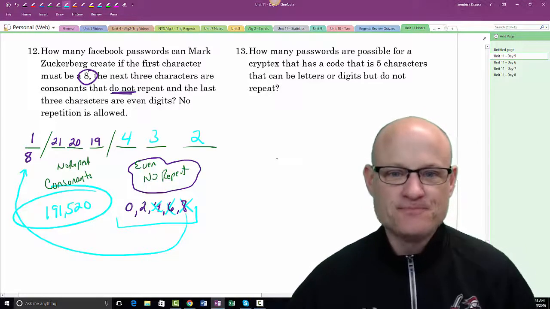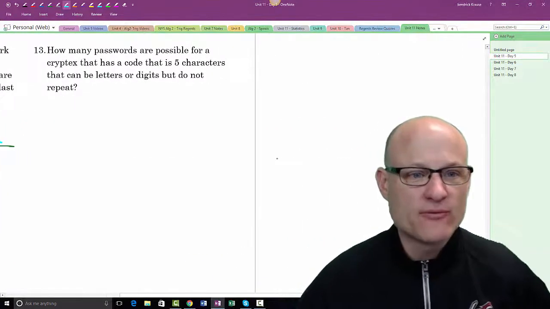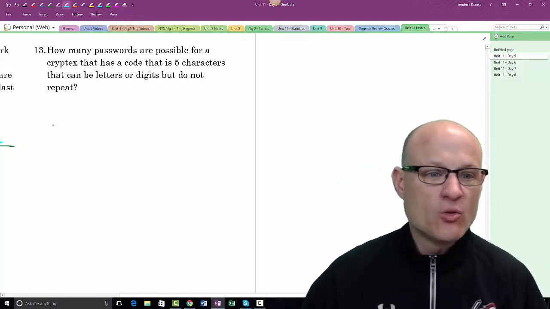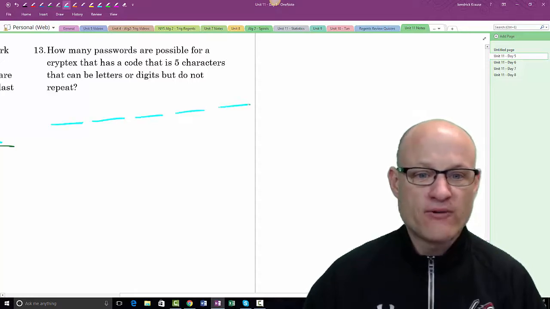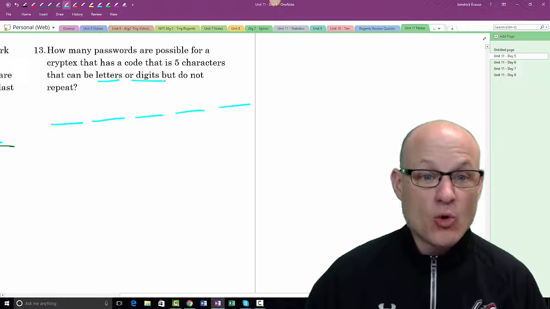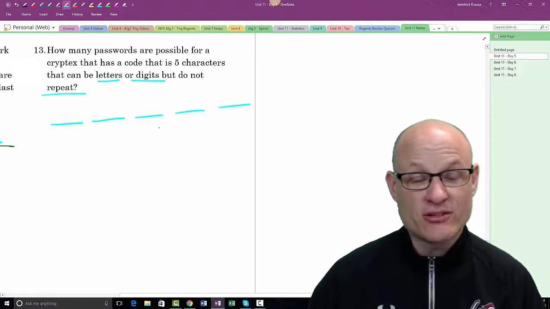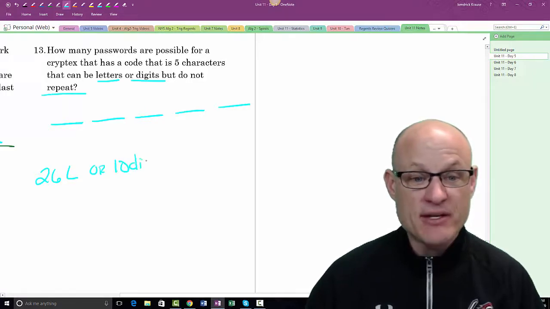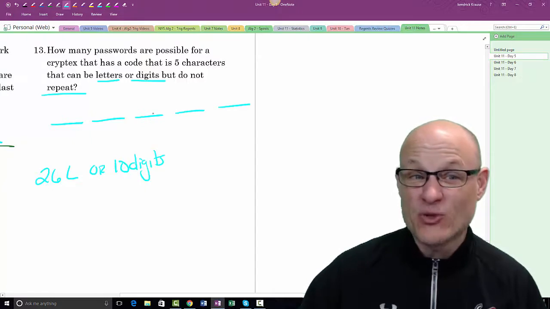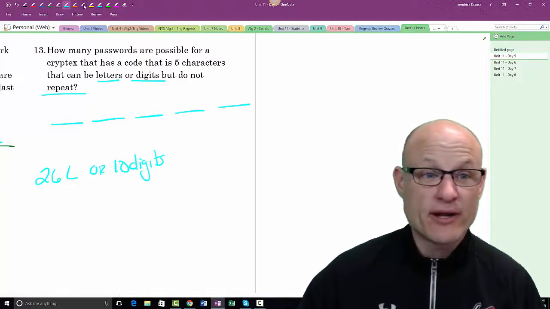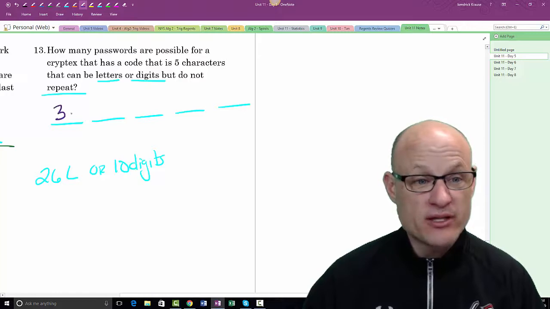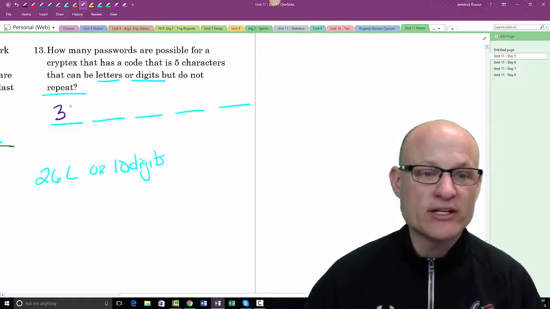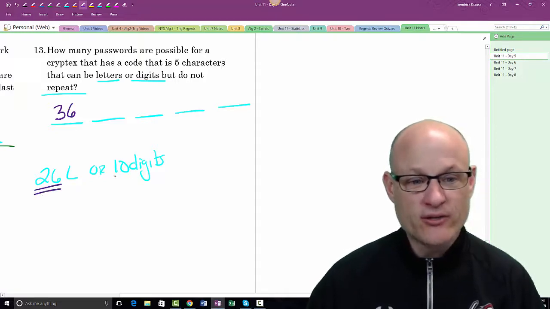All right, last one. How many passwords are possible for a code that has 5 characters? Those can be letters or digits, but no repetition is allowed. So that means it could be either the 26 letters or the 10 digits. That means for every spot, how many choices do I have? Hope you're smart enough to figure that one out. I have 36 choices, 26 letters and 10 digits.